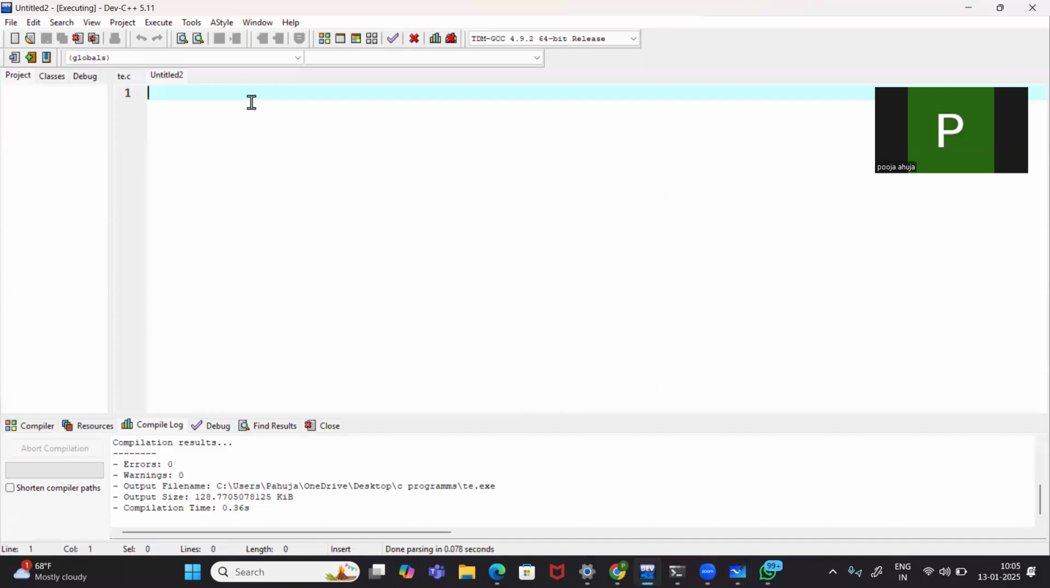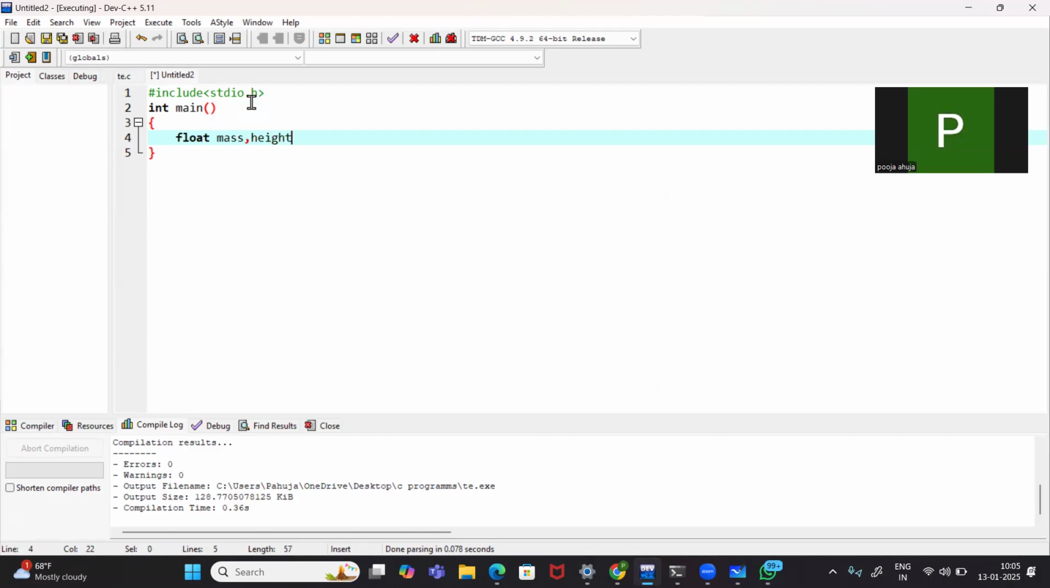As I told, our C program starts with including the standard library function. So I will be including hash include stdio dot h, and then I'll be starting with the main function. The mass, velocity, and height can have fractional values also, so I'll be taking them as float values. Float mass, height, and velocity.